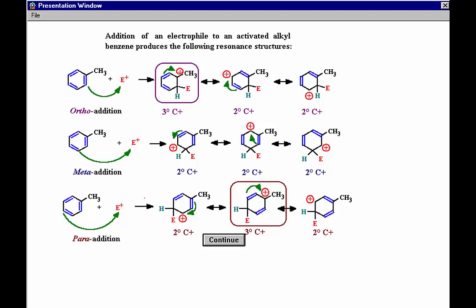So there are all 9 of the resonance structures for adding to the alkyl substituted, where we said that for the first one, we had 2 secondary carbocations and a tertiary, versus when it added meta, we had just 3 secondaries. So the tertiary was able to, this alkyl group right here was able to stabilize that plus charge when the plus charge was next to it.